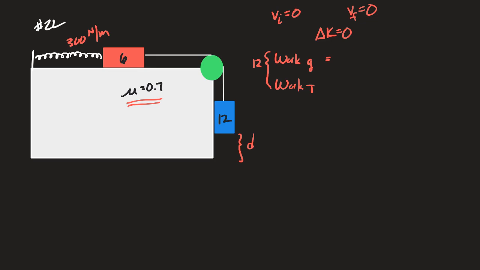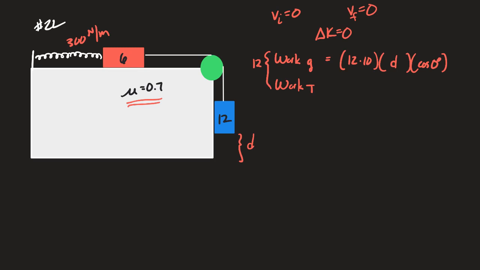That's going to be mg times d times the cosine of 0 degrees. You guys good with all that? So look at the 12 kilogram block. So mg, 12 times 10, times d, we don't know what that is, times the cosine of 0 degrees.